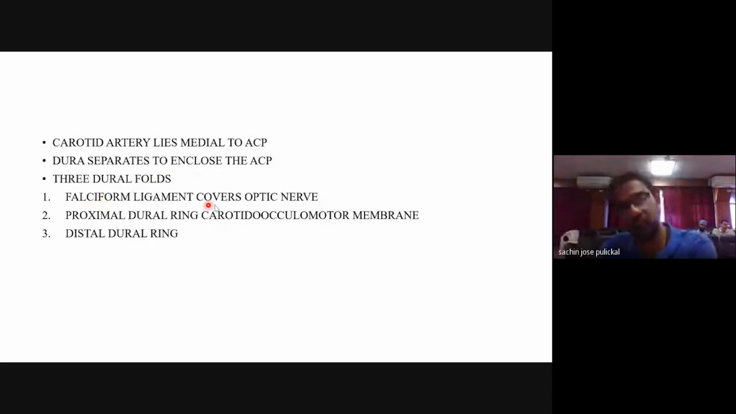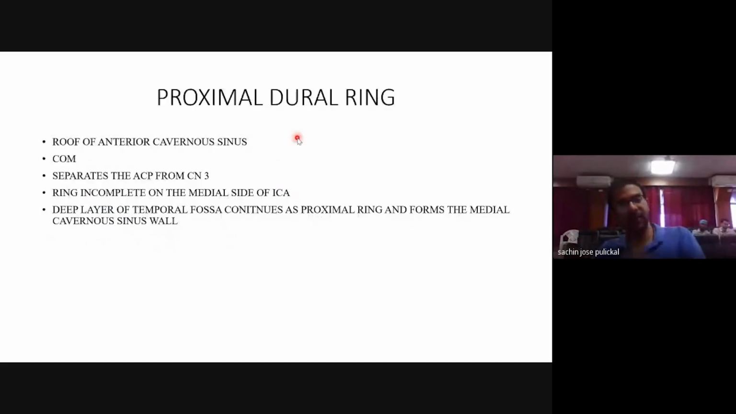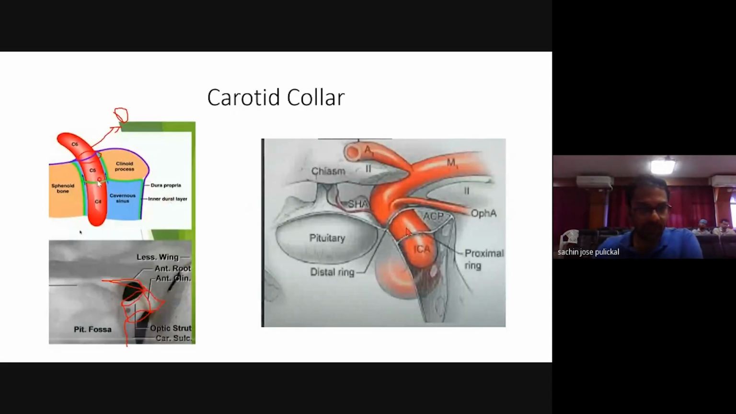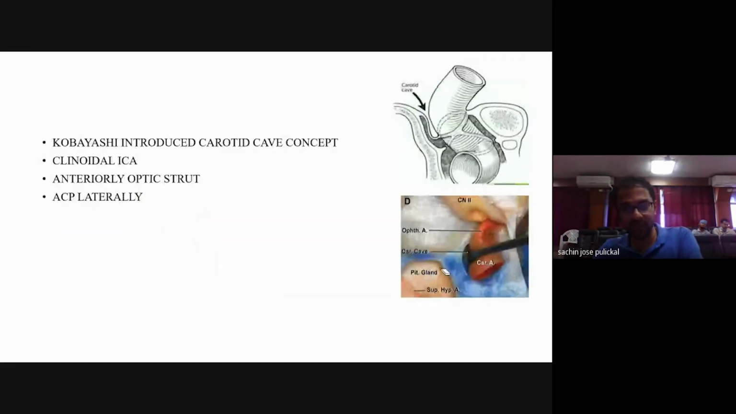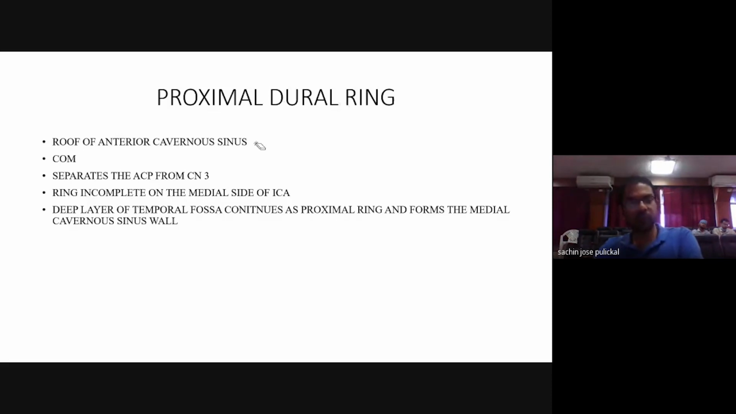The first one is the falciform ligament, which covers the optic nerve superiorly, then the proximal dural ring, and the distal dural ring. Coming to the proximal dural ring, it is situated on the inferior aspect of the clinoid process. The inferior aspect of the clinoid process is the same as the roof of the cavernous sinus. The proximal dural ring is technically what we saw in our diagrams as the carotid oculomotor triangle. It forms part of the roof of the cavernous sinus and is also called the carotid oculomotor membrane, because it separates the anterior clinoid process from the third cranial nerve. The ring is incomplete on the medial side of the ICA.